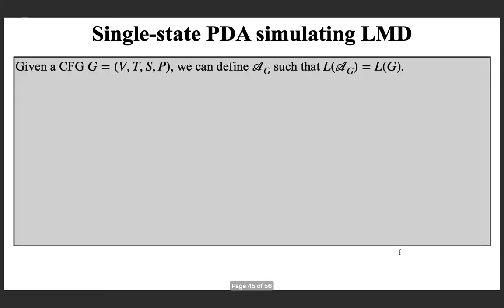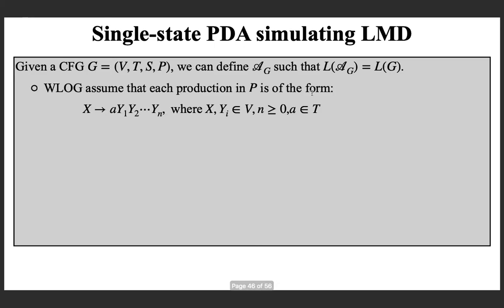We can try to do that. Given a context free grammar G with V, T, S, P, where V is the set of non-terminals, T the set of terminals, S the start symbol, and P the set of productions, we can define the push down automaton A G such that their languages are the same. And how will you define the automaton is the question. Without loss of generality, assume that each production is in Greibach normal form, that is, LHS is a non-terminal or a variable, RHS is a terminal symbol followed by a string of variables.